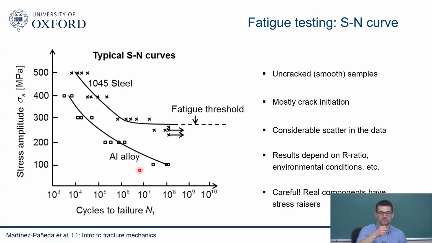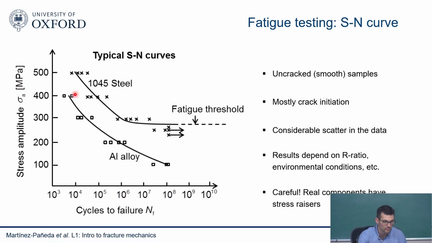We try to use samples that are as smooth as possible, so mostly we spend most of the time nucleating a crack. There's a lot of scatter in the data. Remember, similar to what we discussed at the beginning, the strength is very defect sensitive. The same goes for these kinds of S-N curves.